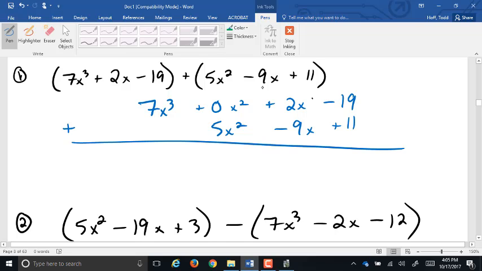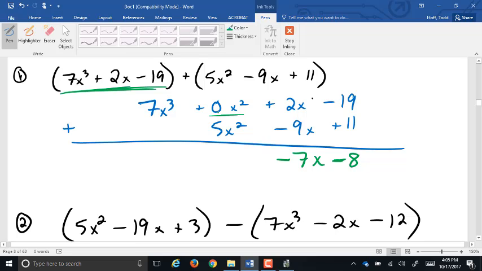Let's take a look at the first one here. When you write out this first one, 7x to the third plus 2x minus 19, you notice that the x squared is missing. So you have to remember to put in the 0x squared. And then this is adding, so we're just going to add down the columns. Negative 19 plus 11 is negative 8. The next one, we have 2x plus a negative 9x. The name is x. 2 plus negative 9, there's your negative 7. There you go.